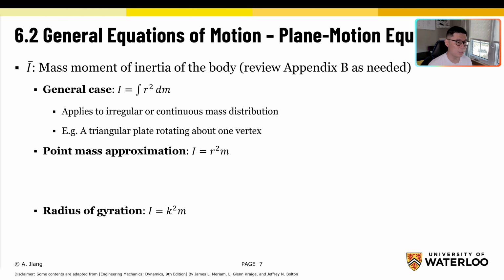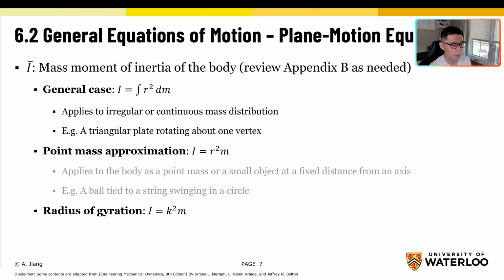I just said uncommon. That means there are some common scenarios which allow us to use a somewhat simplified version of this equation. The first one you see here is called the point mass approximation. This is I equals r squared m. It can be used when the object can be treated as a point with mass m that is rotating about an axis at distance r. One example is a ball tied to a string swinging in a circle. So that ball can be treated as a single point mass.